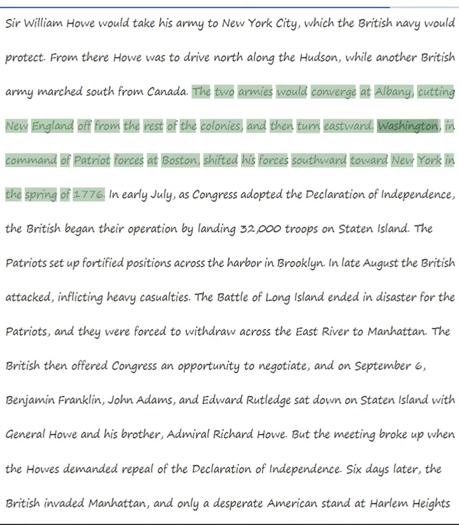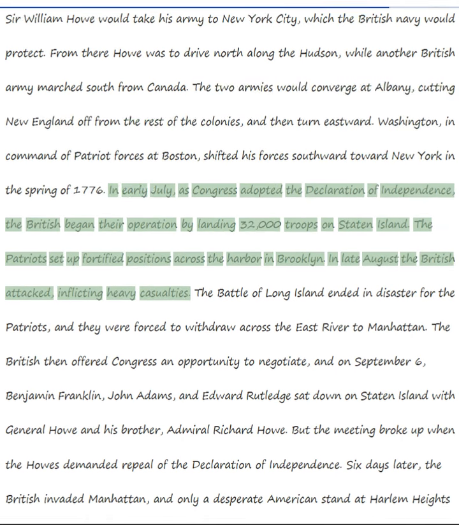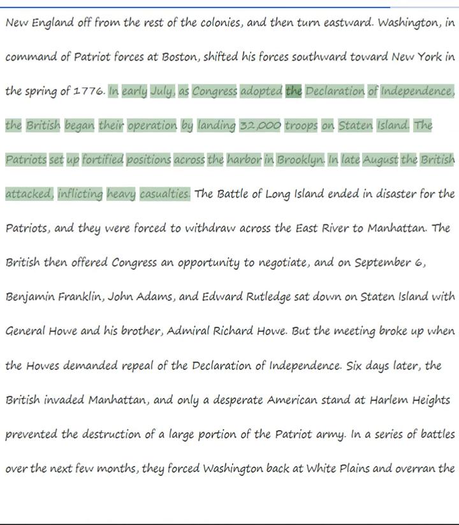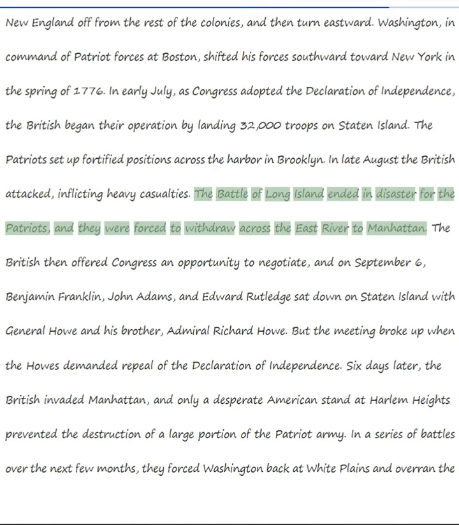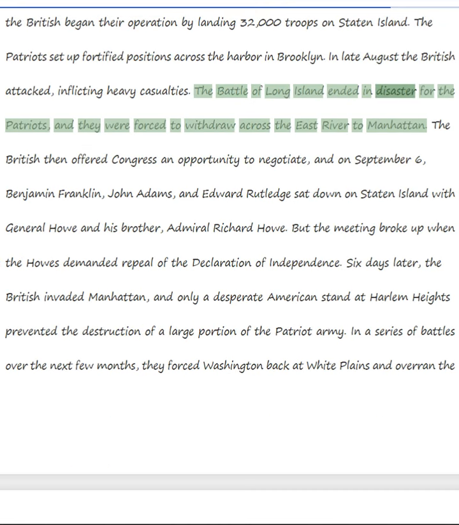The two armies would converge at Albany, cutting New England off from the rest of the colonies, and then turn eastward. Washington, in command of Patriot forces at Boston, shifted his forces southward toward New York in the spring of 1776. In early July, as Congress adopted the Declaration of Independence, the British began their operation by landing 32,000 troops on Staten Island. The Patriots set up fortified positions across the harbor in Brooklyn. In late August the British attacked, inflicting heavy casualties.